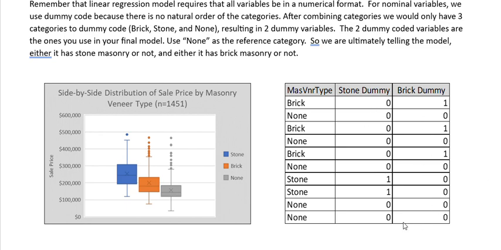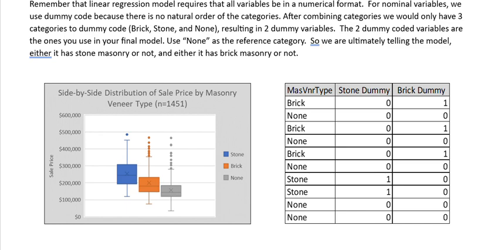Well, we're only going to be introducing these 2 categories of ones and zeros. It's kind of like an on and off switch. So when the model encounters a 1 for the stone dummy, it's going to turn that switch on and say, okay, this house has stone veneer on it. If for the brick dummy it encounters a 1, it's going to say, okay, this house has brick veneer. If it's 0, then it either has none or stone. If it's 0 over here, it either has none or brick.